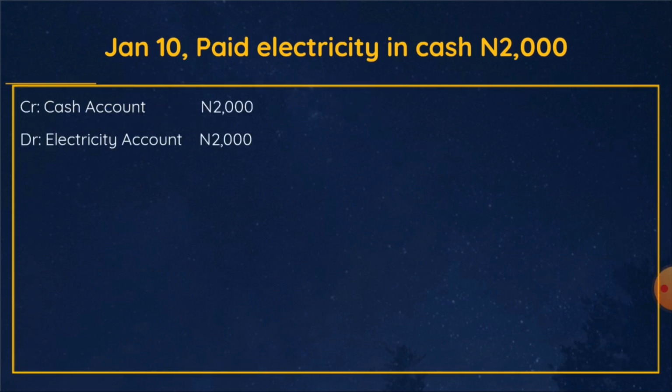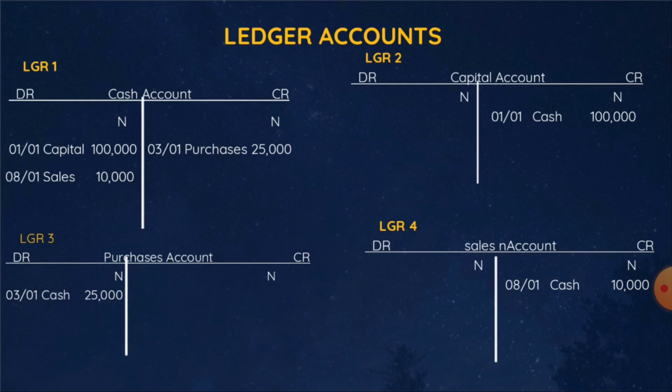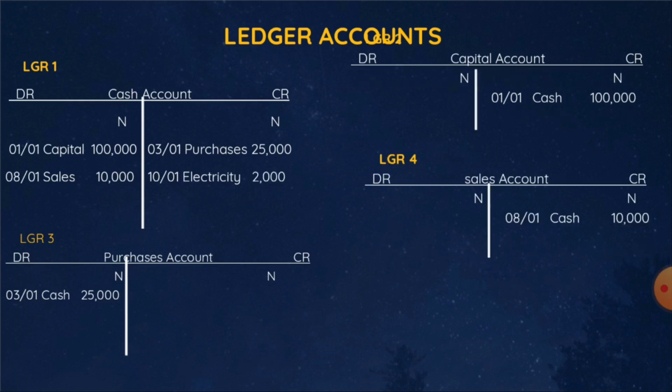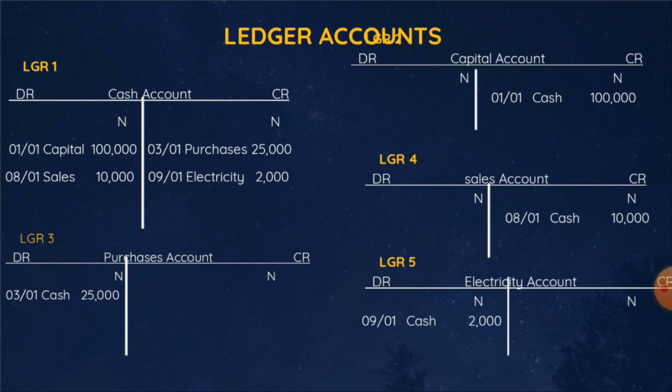Now we are going to go into the ledger. We already have a ledger for the cash account, so we are going to credit the cash account with electricity, 2,000 naira. We don't have an electricity account, so we are going to open another ledger for electricity, which is ledger number 5, electricity account. The corresponding debit entry goes to the electricity account. That is, we are debiting the electricity account with 2,000 naira.